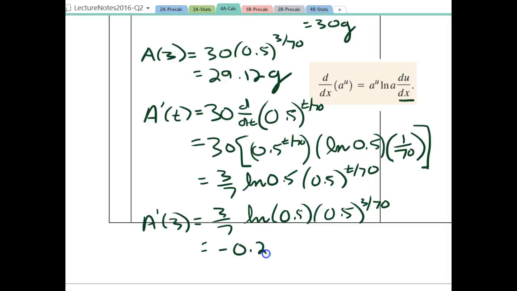Negative 0.288 grams per day would be the rate of decay after 3 days. And we'll leave it there.